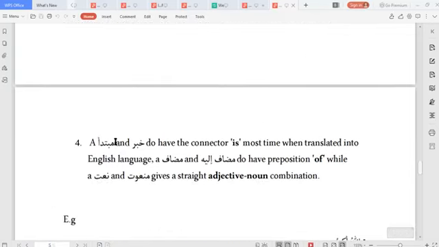Point 4: a mubtada and khabar, when you are translating to English, you can also cite differences among the three. Do you get now? A mubtada and khabar, most times when you translate into English, you always see the preposition "is" in between. For instance, say Zaidun Jamil. That's the mubtada and khabar. What does it mean? Zaid is beautiful. Another example is what we always say, Allahu Akbar. Allah is the greatest. You can see "is" coming out.